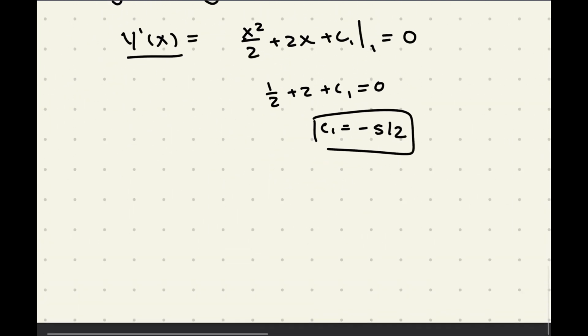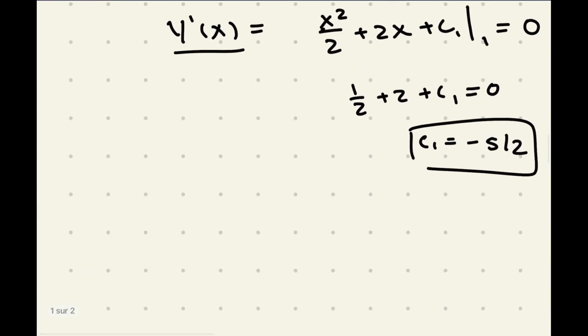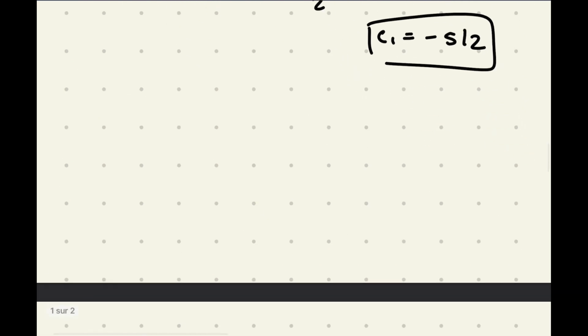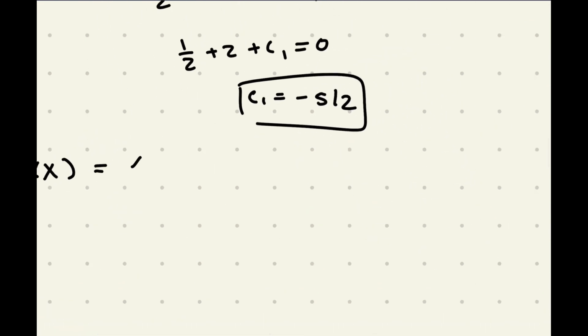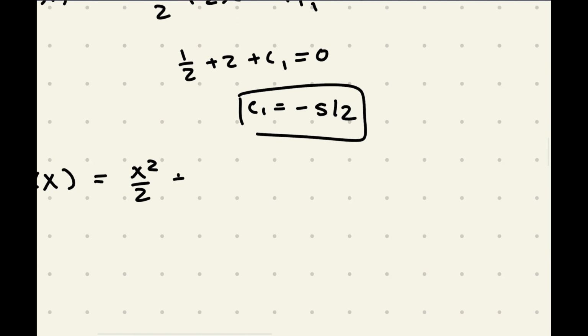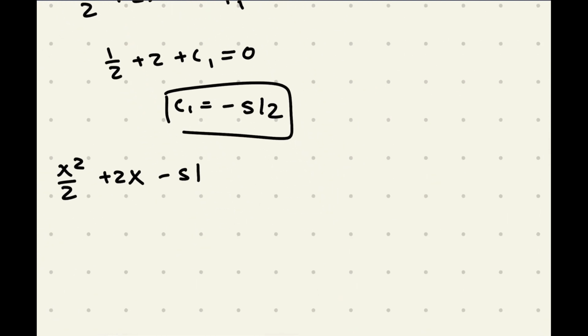Now we substitute this negative 5 over 2 back into this equation, and that'll give us y prime of x equals x squared over 2 plus 2x minus 5 over 2.